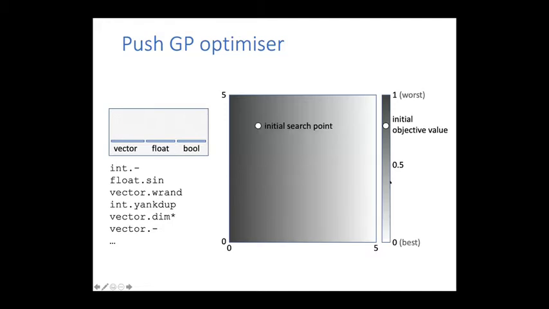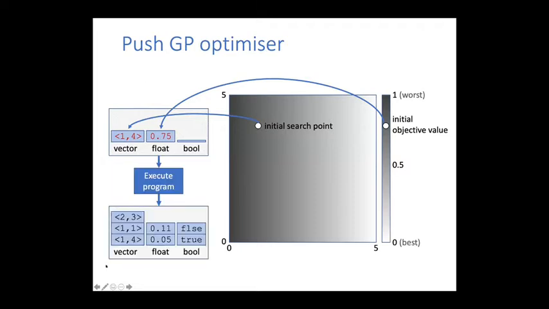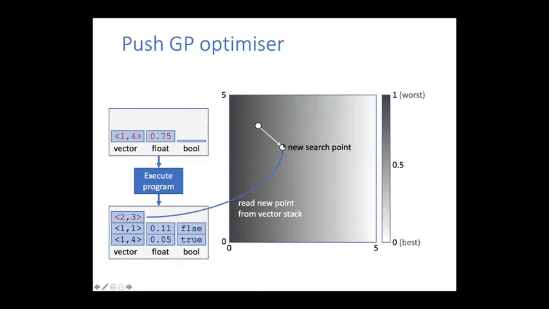When the optimizer first runs, it's given an initial search point, or multiple search points if it's a population-based optimizer. This is copied into the vector stack of the program along with its objective value, so it has some context. The program is then executed, and this will change the stack contents in some way. The output of the program is taken to be the thing at the top of the vector stack, and this is then taken as the next search point. So let's move from this point over to this point. And the procedure is then repeated again.